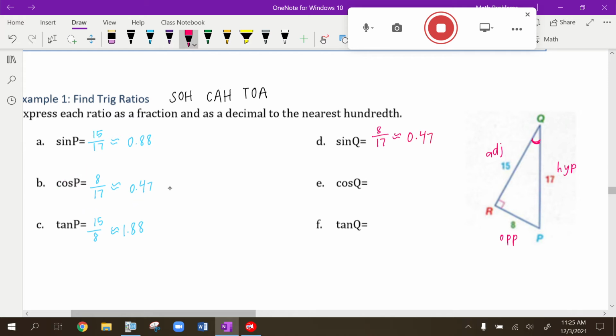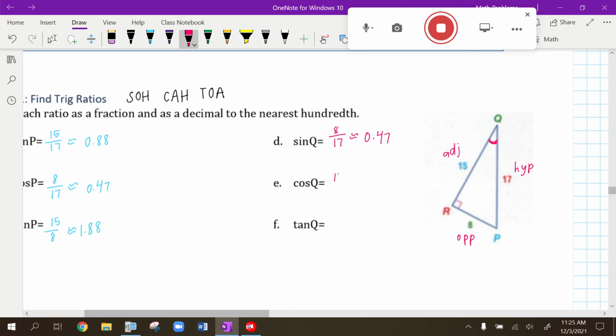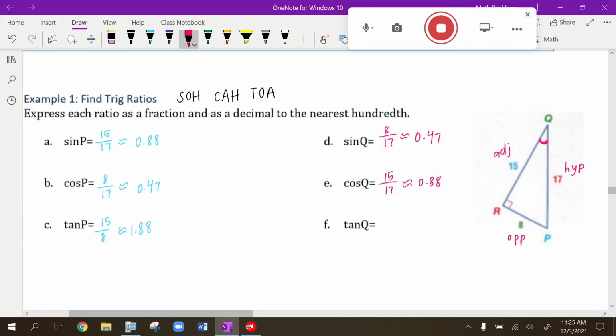Notice that cosine and sine switch because when we look at the other acute angle, the adjacent and the opposite had to switch. Next, for cosine of Q, we have the adjacent 15 over the hypotenuse 17. So I'll put 15 over 17. Again, I already did this on my calculator and I know it's 0.88.